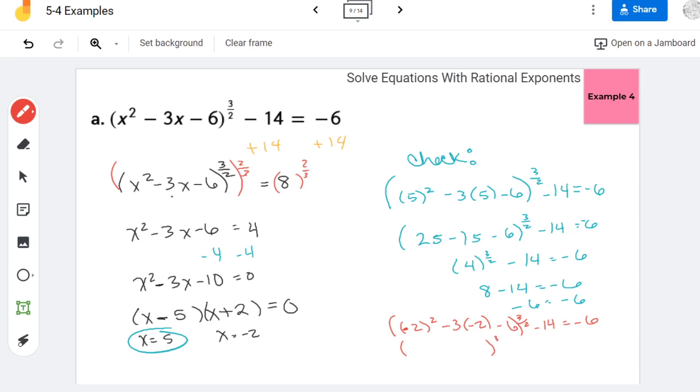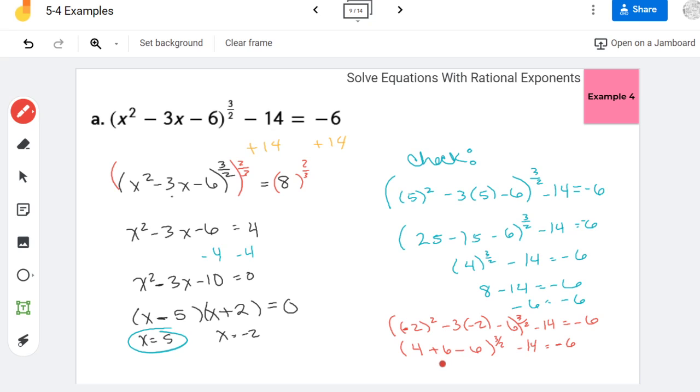Transcription errors are very easy to come by here. If you forget to write your negative, on this step where I almost forgot to write my negative, that would follow through on the rest of my problem. So negative 2 squared is 4. Negative 3 times negative 2 is a positive 6.